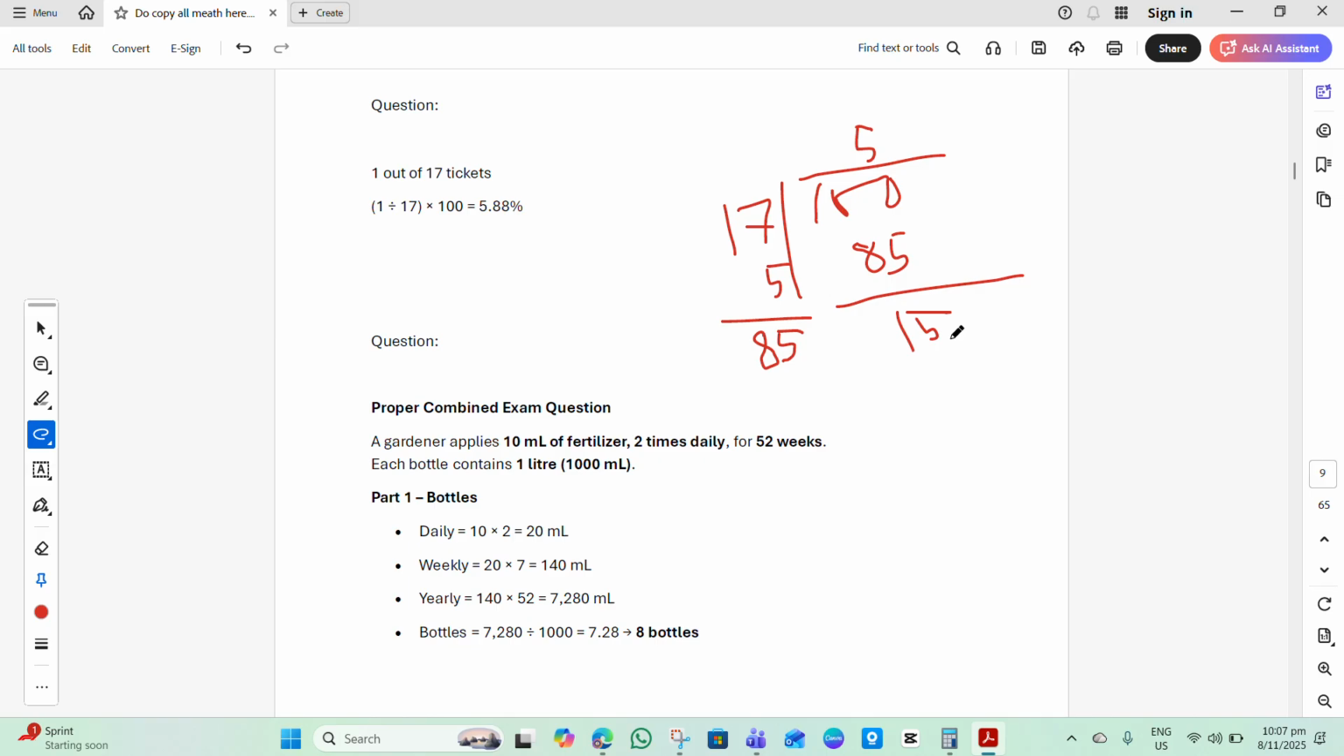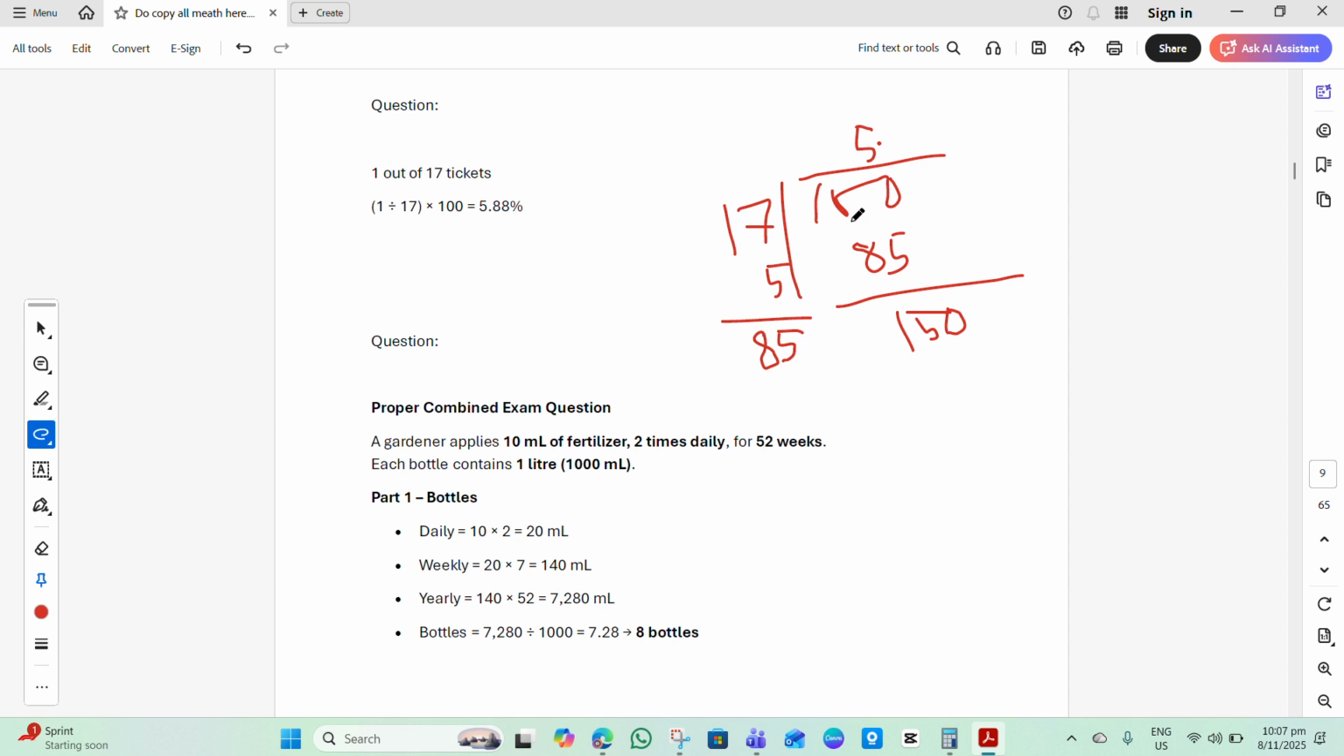How many times go? Manual is difficult. Now 17, 15 cannot go, so we take 1 point here. After 5 we take 1 point, and here take on 0. So meaning we balance is 150. Okay, 150. Right? 150, 17. How many times?